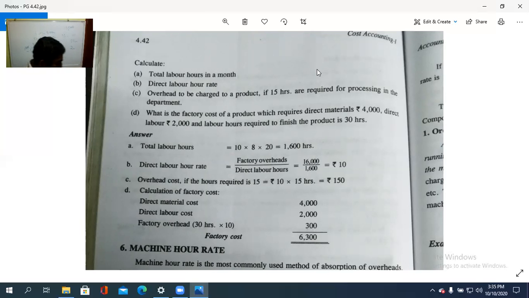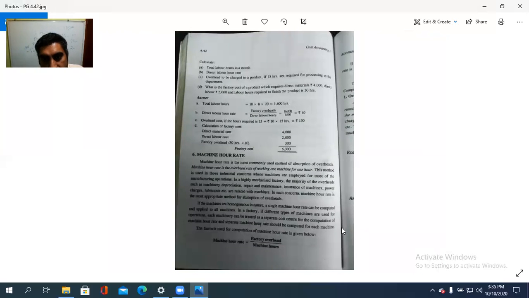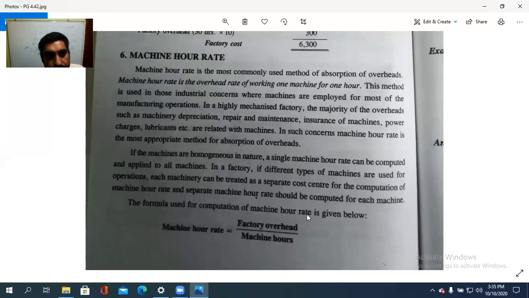So this is the labor hour rate. Then finally, machine hour rate. Machine hour rate is the most commonly used method of absorption of overhead. Machine hour rate is the overhead rate of working one machine for 1 hour.